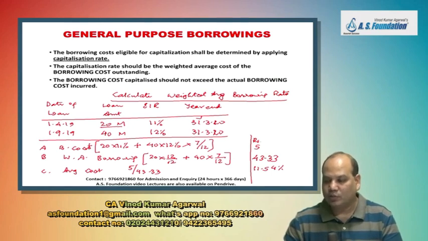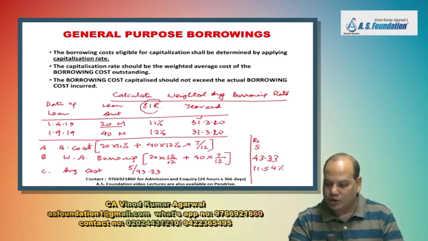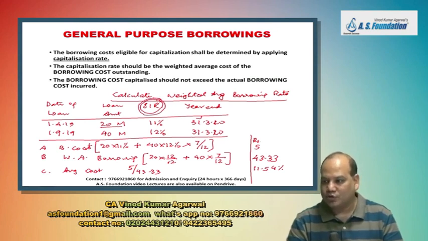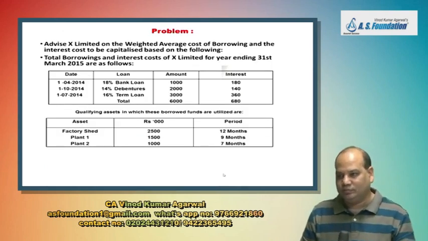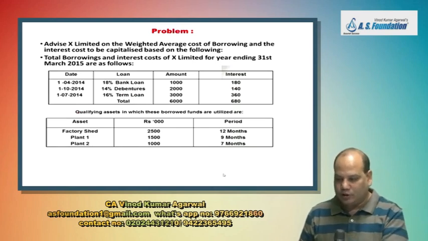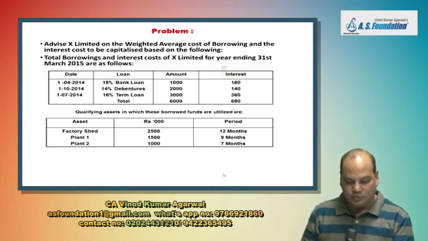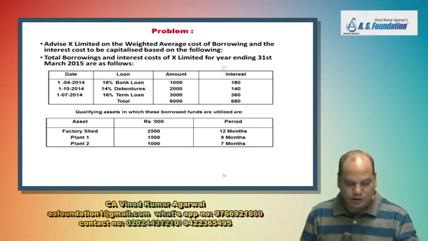So this is how we will calculate the weighted average borrowing cost for general purpose borrowing. Be careful, you have to use EIR, not the coupon rate or the contractual rate. If EIR is not given, we have discussed how to calculate the EIR. Now we'll solve one small example on application of weighted average borrowing cost. This is like a basic example, and many exam questions would be like this only.